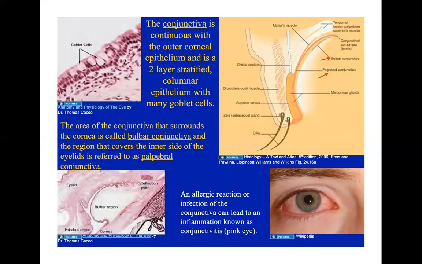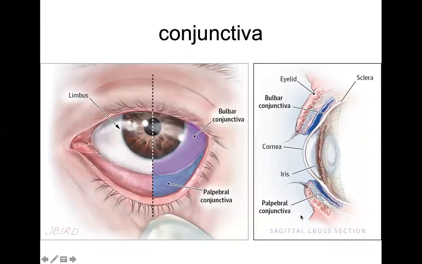Now, the conjunctiva may also have some common clinical conditions. You have your conjunctivitis, okay? And this one is the common site where some foreign bodies usually lodge. Okay, so that is the conjunctiva. You have the bulbar. This one is the palpebral.